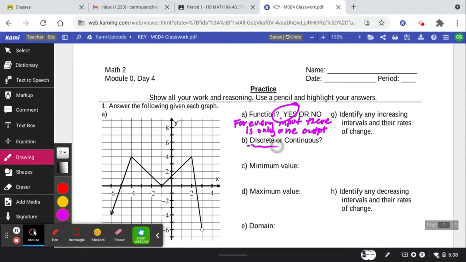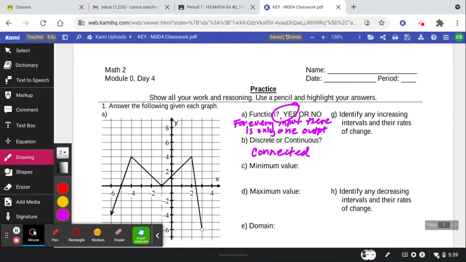Is this graph discrete or continuous? Well, you're going to notice that if I put a pencil on this line and trace it the entire way, I can continuously trace it. So this graph is continuous or connected because I can trace it. Okay, what does discrete mean? Discrete means dots.